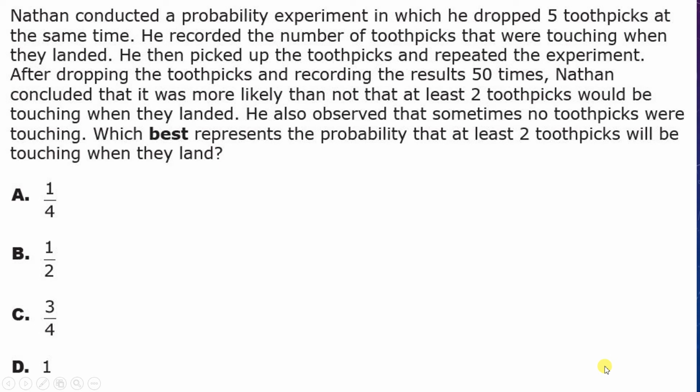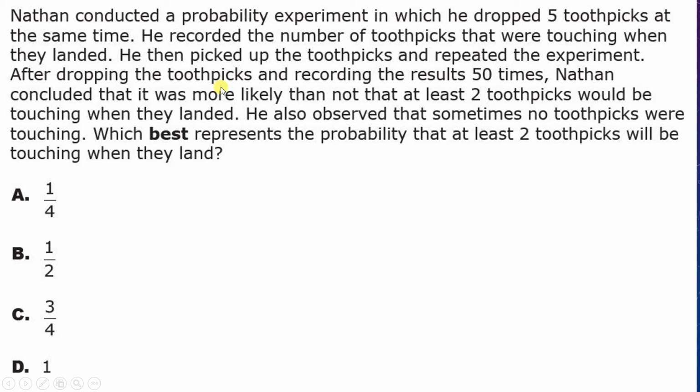Gentlemen, just a quick review of what we did in class today. This was your bell work problem. Remember, we were talking about probability and the likelihood of events occurring. When you're looking at a problem like this, remember you need to be identifying key phrases, key words. Once you get to the very end, it said which best represents the probability that at least two toothpicks will be touching when they land.